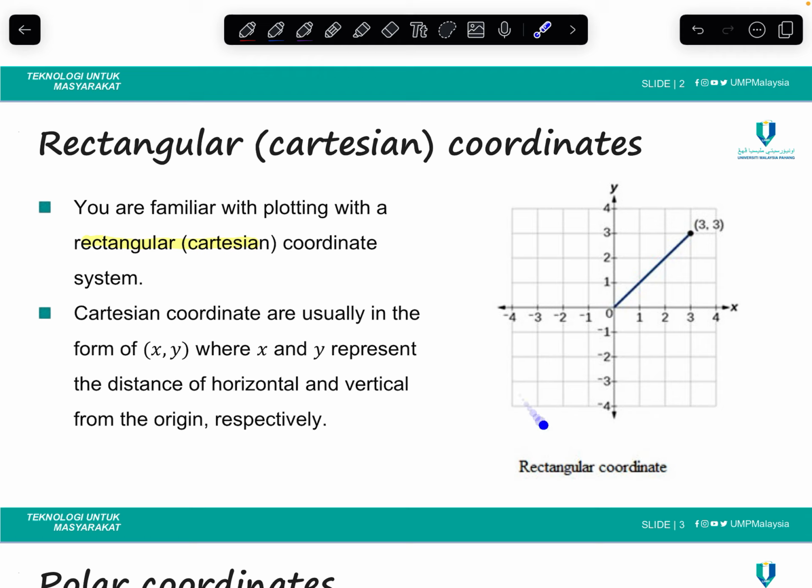As shown in this figure, this is a rectangular coordinate system. Cartesian coordinates are usually in the form of coordinate x, y. So for this case, 3, 3. 3 represents the x value and the other 3 represents the y value. X and y represent the horizontal and vertical distance from the origin respectively.